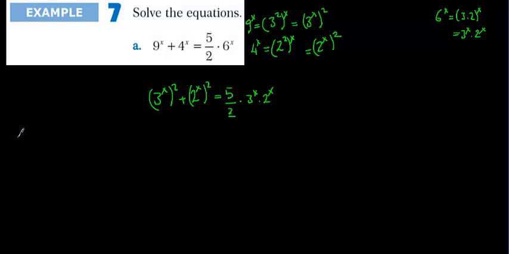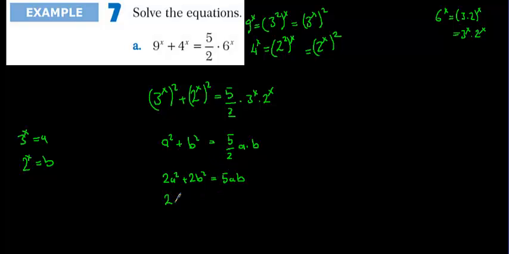And if I say 3 to the power of x is equal to a and 2 to the power of x is equal to b, then a squared plus b squared is going to be equal to 5 over 2 times ab. Multiplying by 2, 2a squared plus 2b squared is equal to 5ab, so 2a squared minus 5ab plus 2b squared is going to be equal to 0.